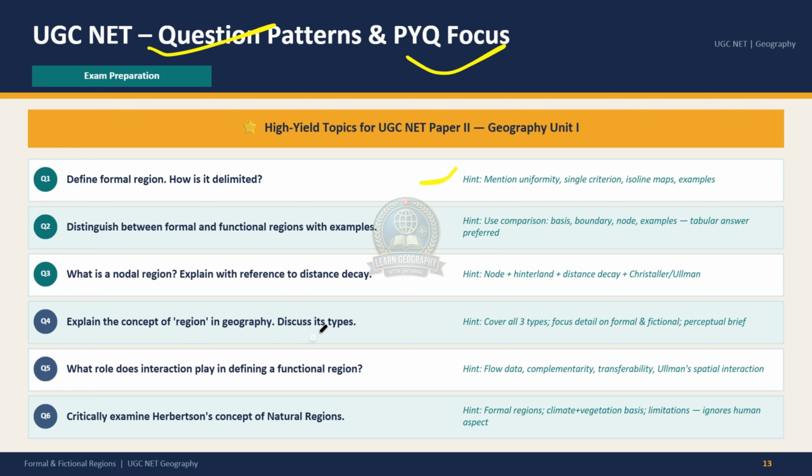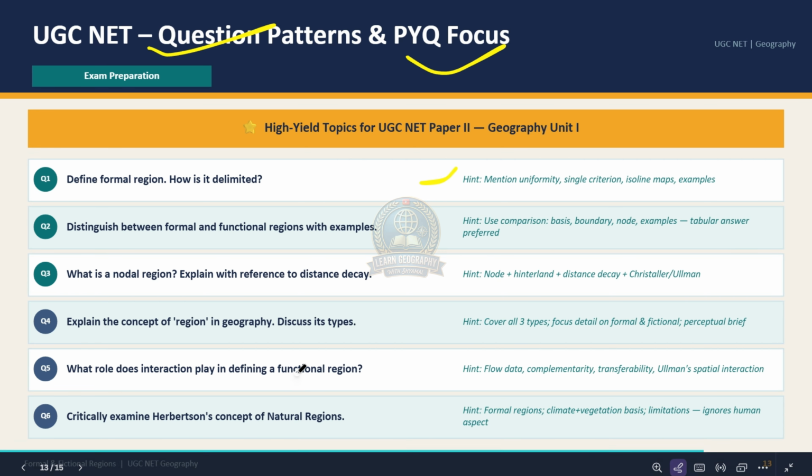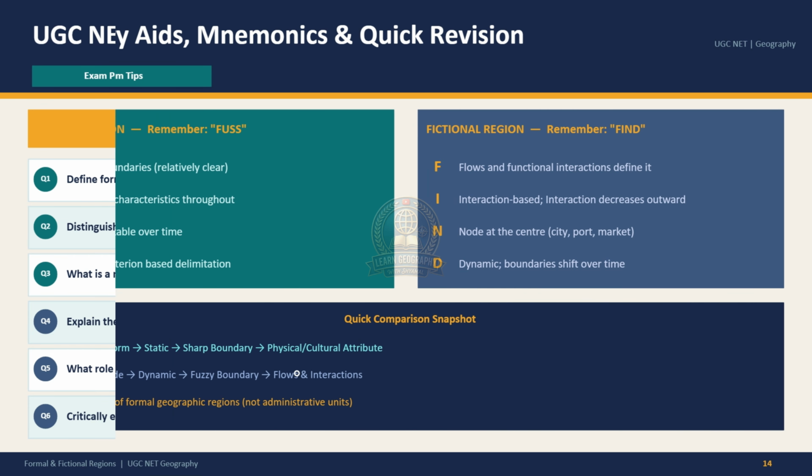Explain the concept of region in geography. Discuss its types. What role does interaction play in defining a functional region? And critically examine Herbertson's concept of natural regions. These are some important focus areas from the UGC NET exam perspective.